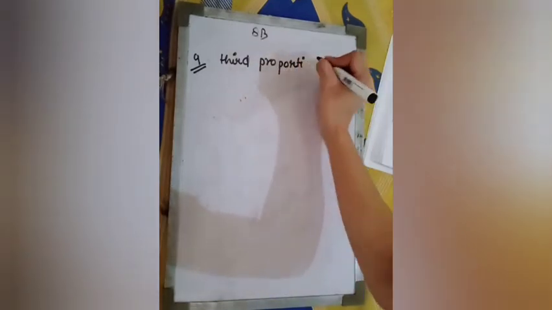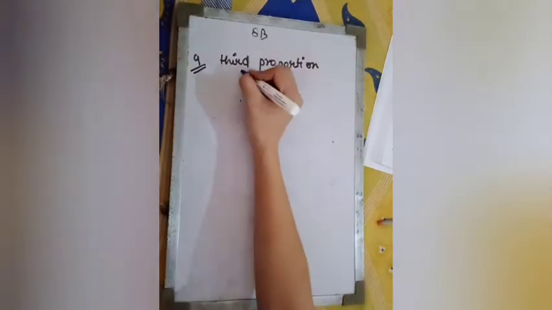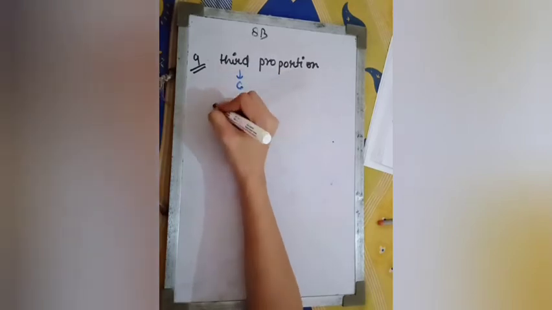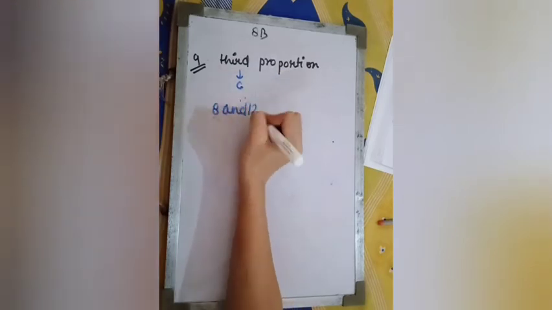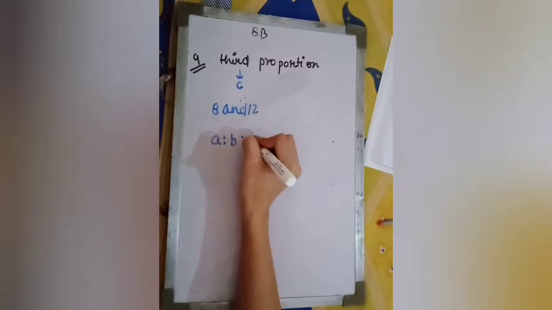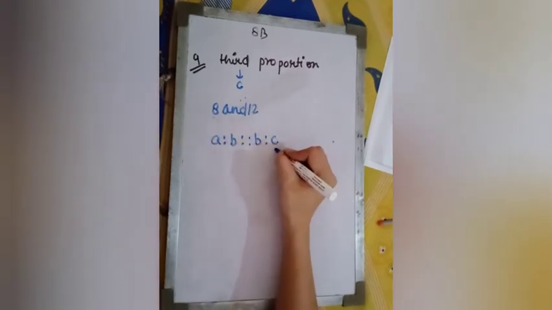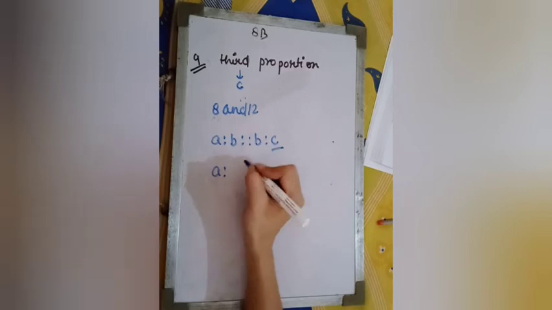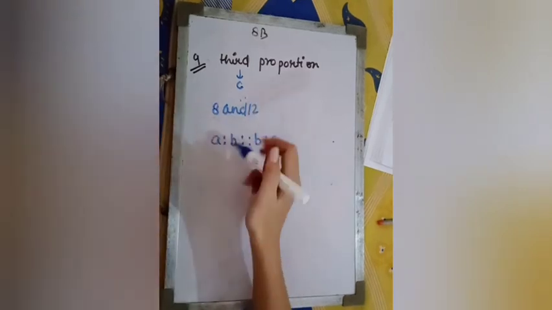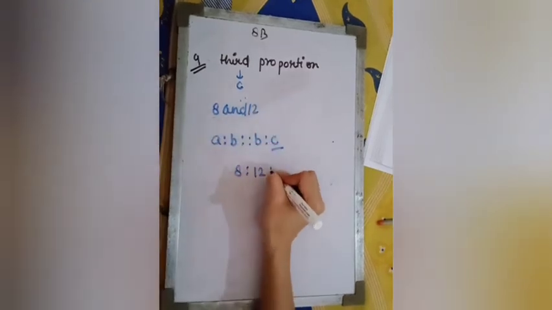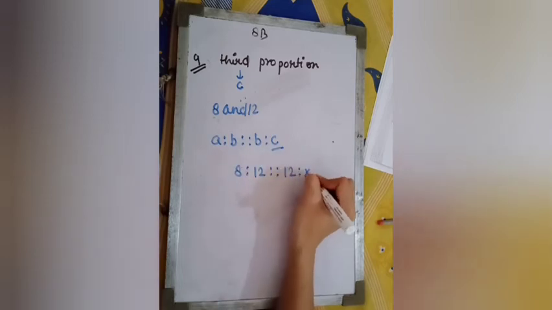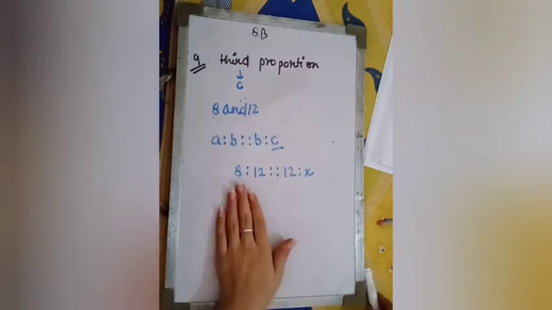Remember, where 4 numbers are involved, the equation A, B, C, D will be formed, and in the third proportional the equation will be A, B, C. We have to find the third proportional of 8 and 12. Now the equation will be this one, and we have to find the third, that means C. A is 8 and B is 12. Okay, and this third proportional is x. Now you can find the value of x.